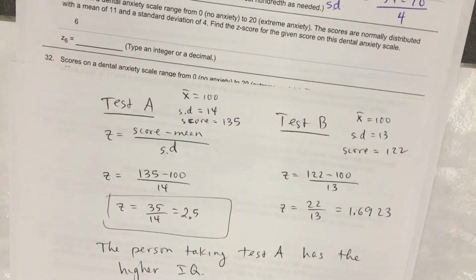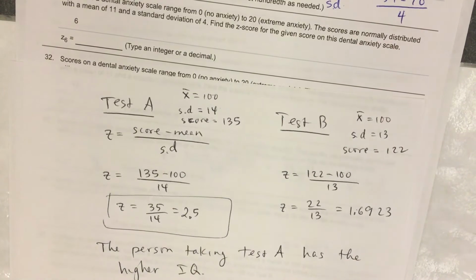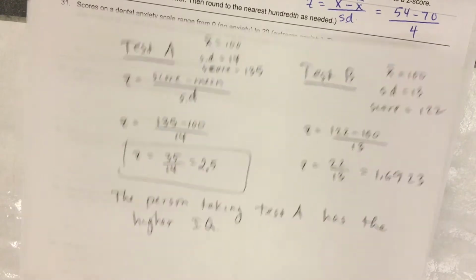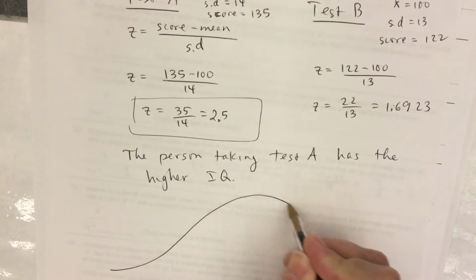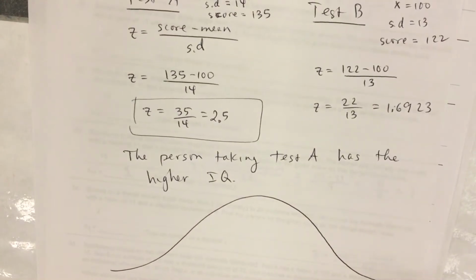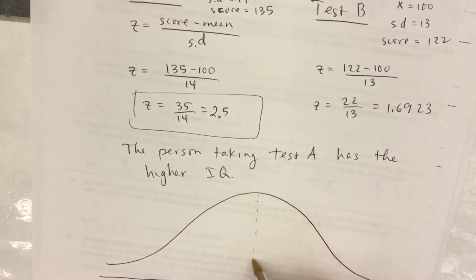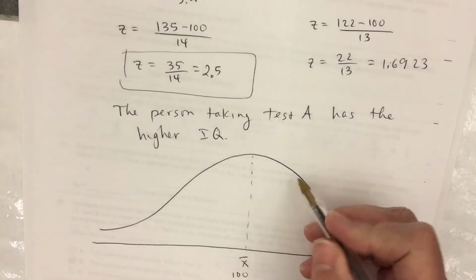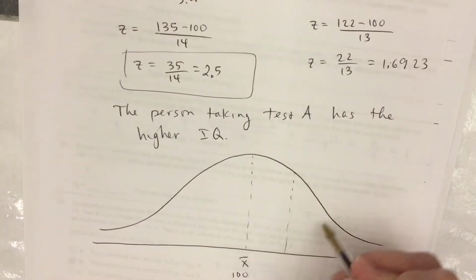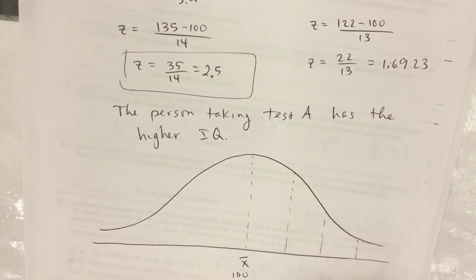For the IQ question, I want to take a look at where these scores are on the normal curve. If I draw my normal curve, now there are two different tests, so there'd be two curves, but I'll just say they're one on top of the other. We have X bar in the middle. X bar was 100 on both tests. Now these numbers between the two tests would be different.